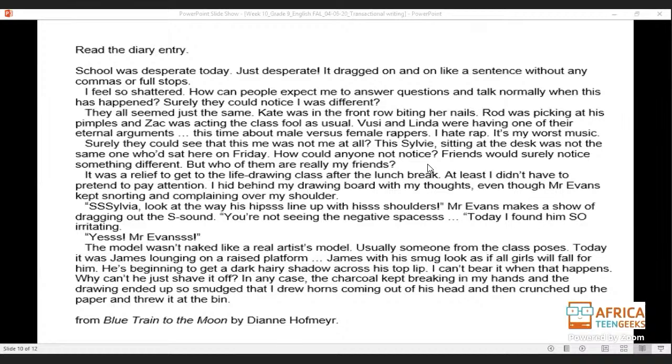James, with his smug look, looked as if all girls would fall for him. He's beginning to get a dark, hairy shadow across his top lip. I can't bear it when that happens. The drawing ended up so smudged, and I drew horns coming out of his head and then crunched up the paper and threw it at the bin. Thank you, Yulisa. Fantastic. Thank you.